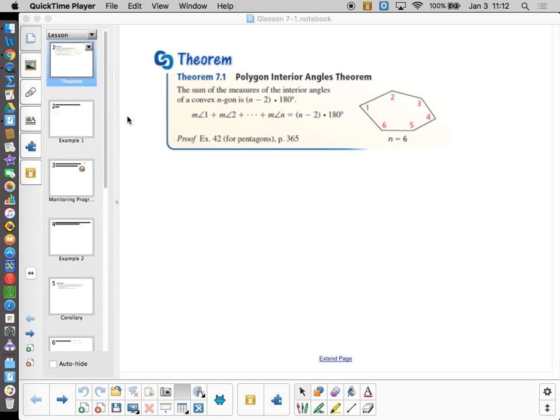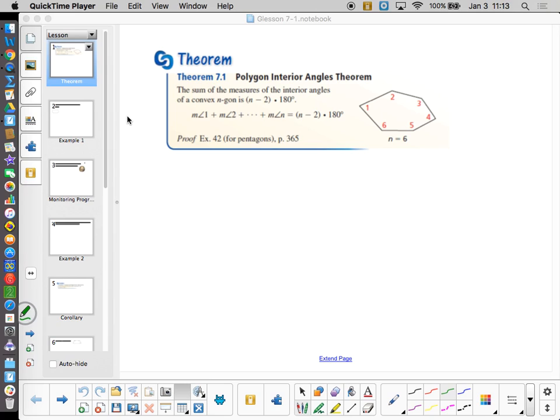Second semester geometry. We're starting right where we left off in chapter 7. So here we go. Polygon interior angles theorem. We know that the interior angles of a triangle add up to 180 degrees. What we're working with now are larger size figures. And what we've come up with basically is this theorem.